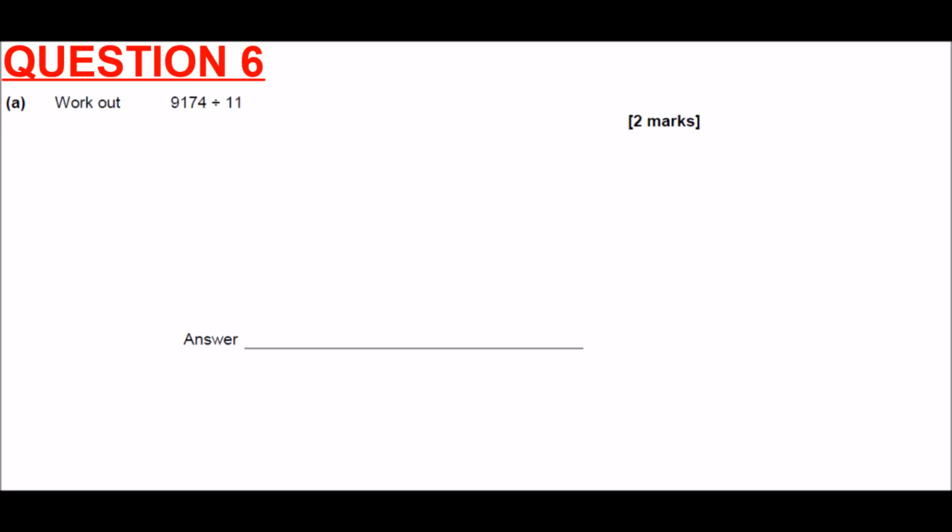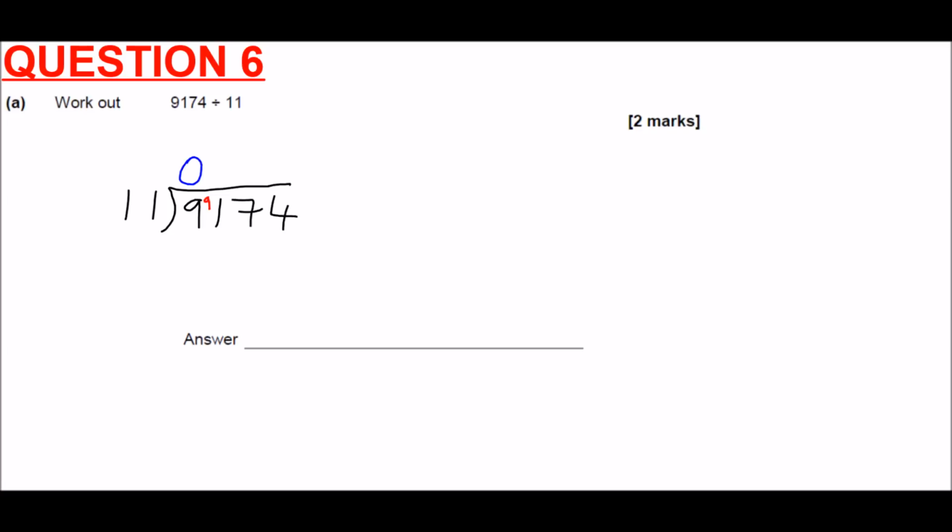Question 6a. Work out 9,174 divided by 11. Division questions can almost always be tackled using the bus stop method. And so the number we're dividing by goes on the outside, the number we're dividing goes on the inside. And we just treat it number by number. How many times can we fit this number into 9? So how many times does 11 fit into 9? 11 is too big, so it doesn't fit into 9 even once. And so that 9 is left over.